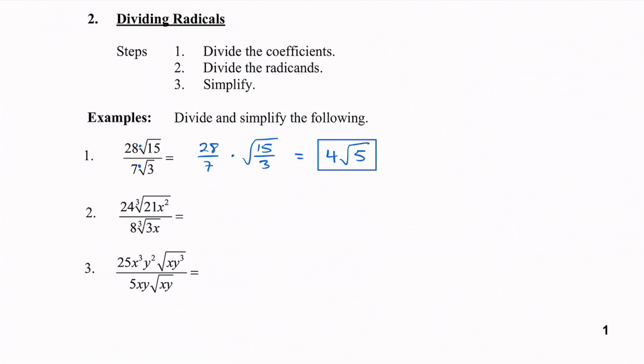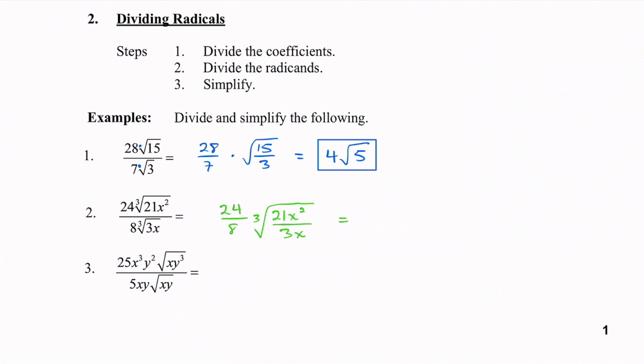So looking at number 2 here now, I'm going to put my coefficients together. So 24 and 8, put those together. And then these are both cube roots, so I can put these two together. So I'm going to draw a big cube root. And then inside, I got 21x squared divided by 3x. And I'm just going to extend this line. Make sure your radical line always goes over top of everything that was inside.